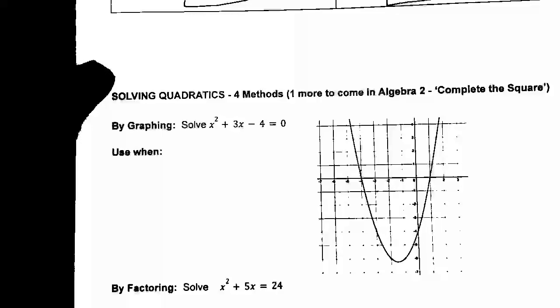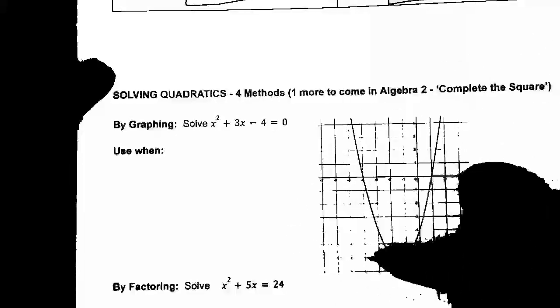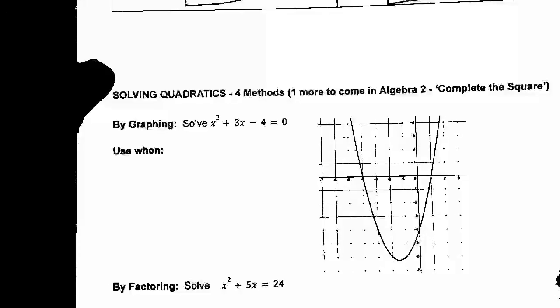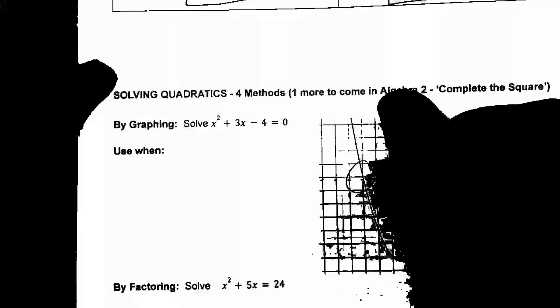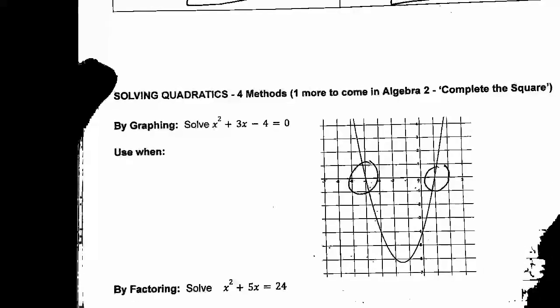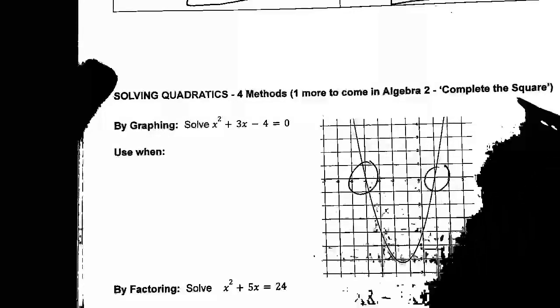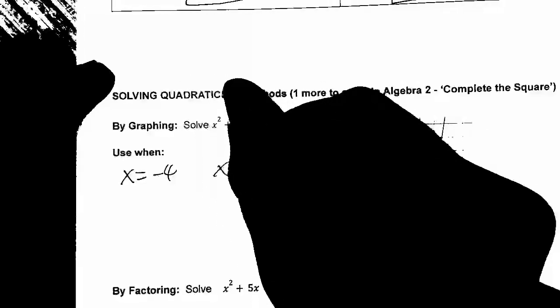You look at the graph. What are the solutions here? They are the x-intercepts, negative 4 and 1. Wait, that's it? That's it. Since when? That's always been the case. Really? Yes. Wait, are you kidding me?